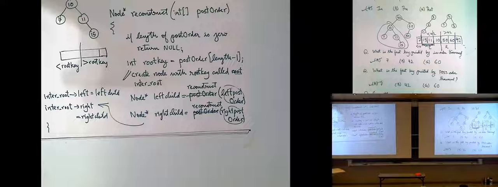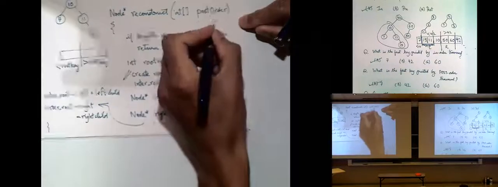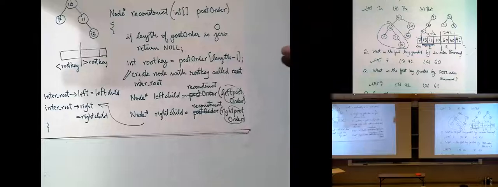Your if statement says if the length of postorder is 0. Right? That's just the base case. That's just saying it's null. So this is the logic.